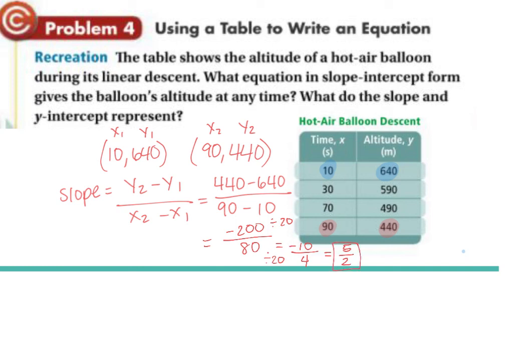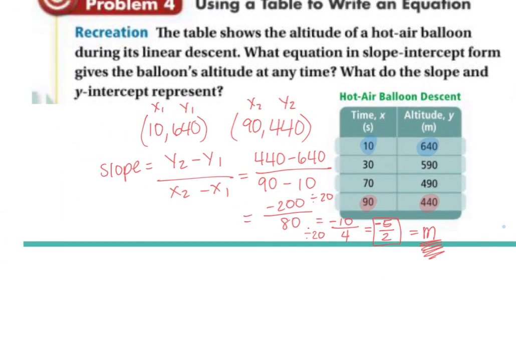Oh, I'm sorry. You're right. It should be negative. Thank you. Negative 10 over 4 and then negative 5 over 2. What did we just find? The slope. In other words, in our equation, what is that? M. This is our M. So we found M. All we got to do is plug it in.